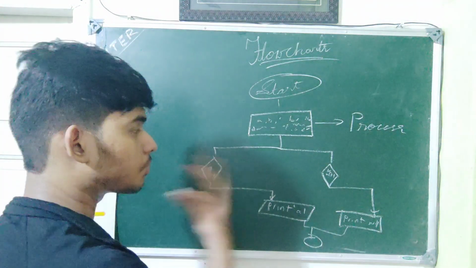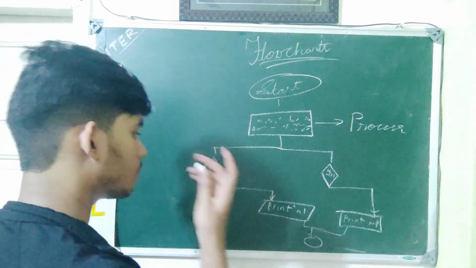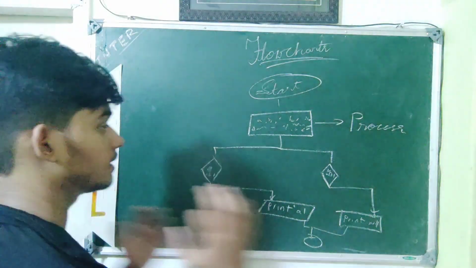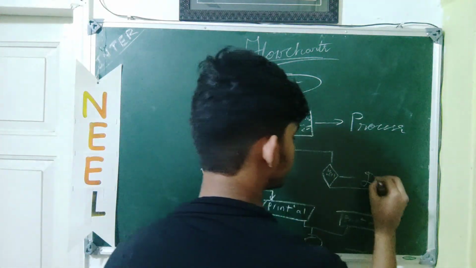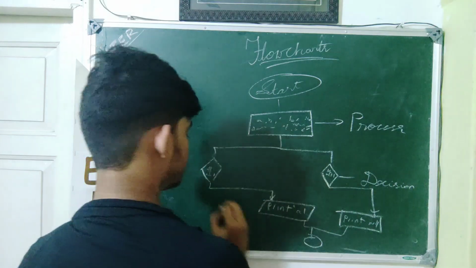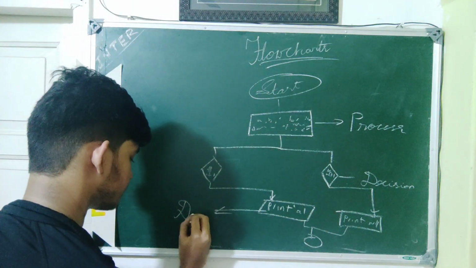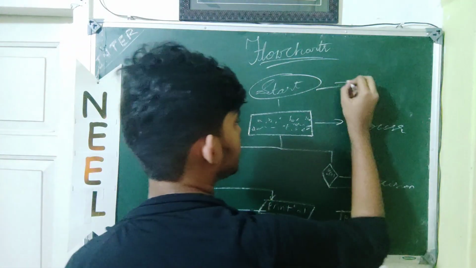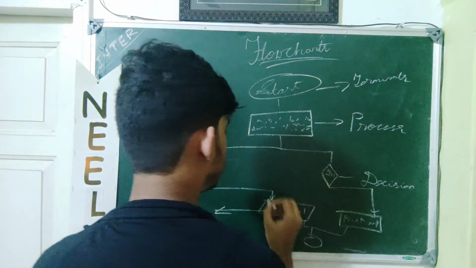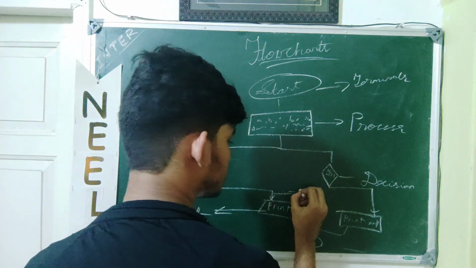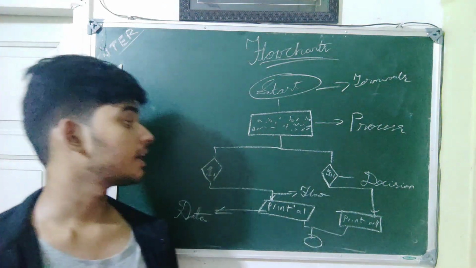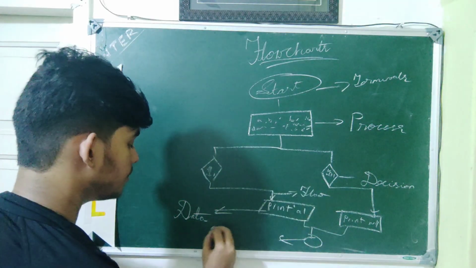So this is basically process, and this is the rhombus shaped figure that we just talked about, which we call decision. So this is decision, and this is data, and this is terminals, and this, where is it? This is the flow, and finally, this is the on-page reference.